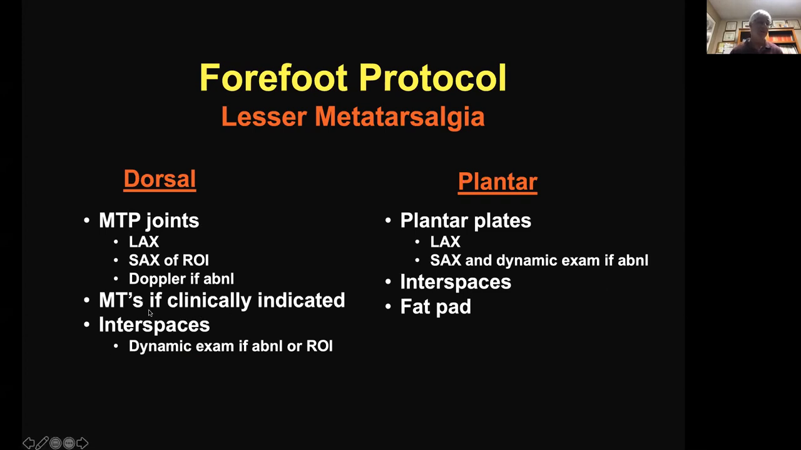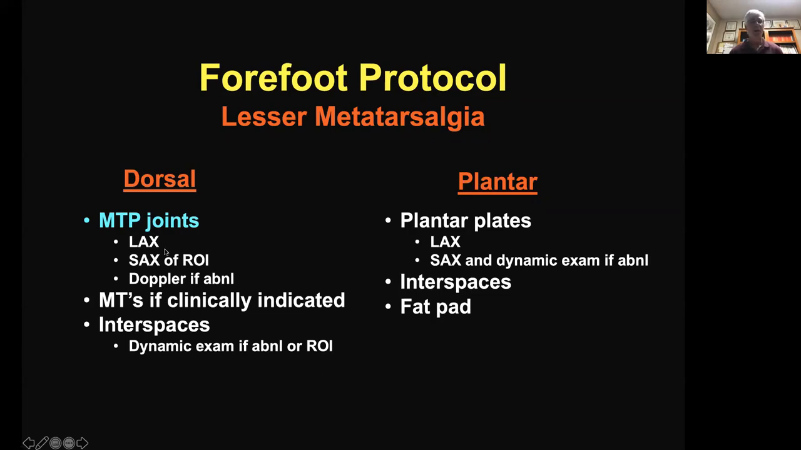Obviously in your athletes, you're more likely to look at these. And then I go to the interspaces dorsally. Then I wipe the gel off and go to the plantar aspect of the foot and look at the plantar plates, interspaces, and fat pad. So let's start with the joints. I do my survey in long axis.